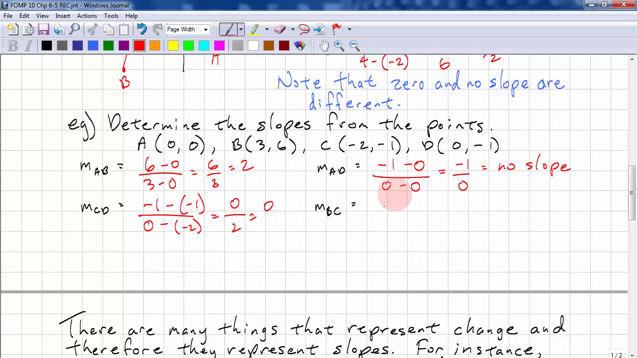And finally, slope from B to C. This is our x1, y1. This is our x2, y2. So we have negative 1 minus 6, negative 2 minus 3. So we have minus 7 over minus 5. And we just simplify that to 7 over 5. The two negative signs cancel out.